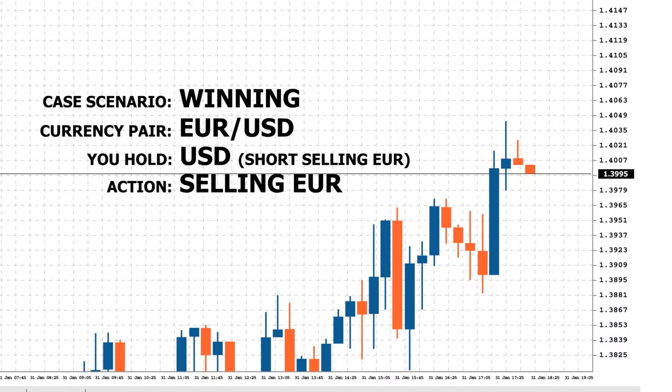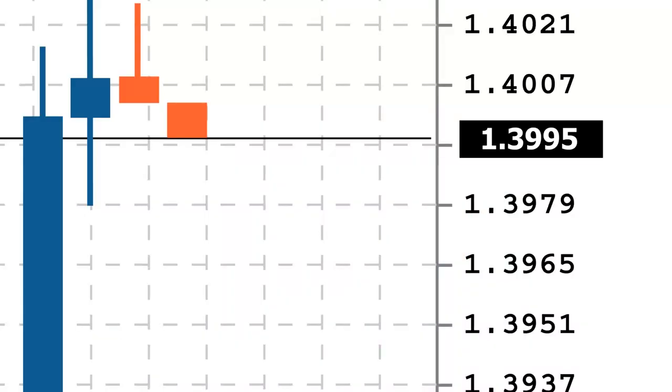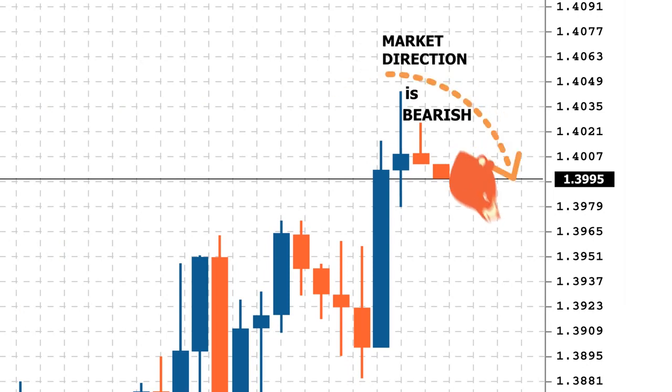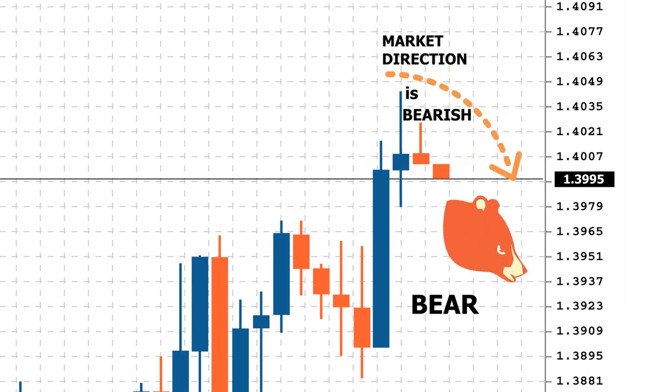Now we'll take a scenario where we think the price will be going down. The Euro-US dollar pair is at 1.3995 and you think it's going to continue going down. Now, you're a bear. Traders who think the price is going down and intend to sell are called a bear. You can make money if you sell the euro dollar.